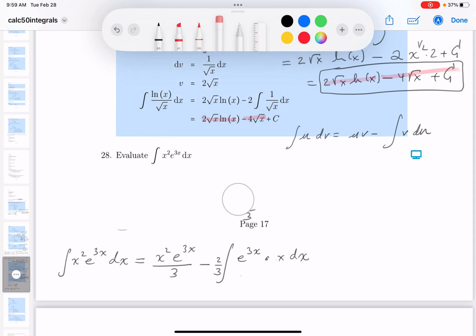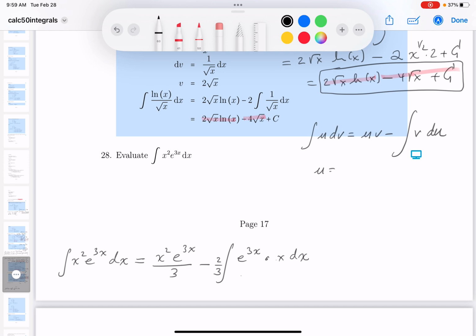Right? I'm going to do something similar to this. I'm looking at this problem now, and let me write down what I think I want to try. And again, let me just erase that too. Then, but I'm still looking for this: u dv equals uv minus v du.